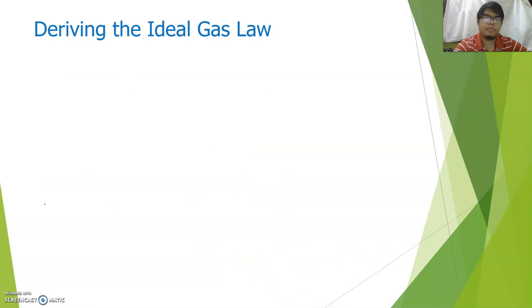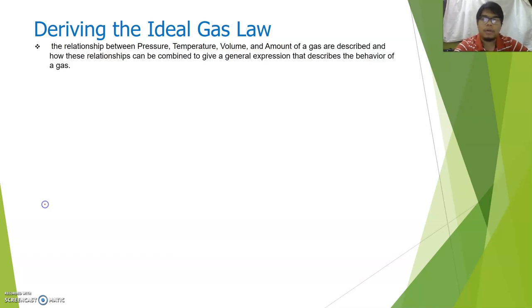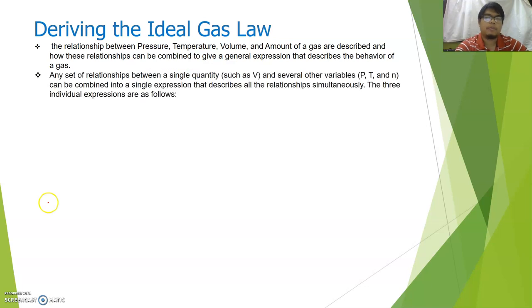Let's move to the next topic, which is how to derive the ideal gas law. In chemistry this is a popular equation. So what is the ideal gas law? It is the relationship between the pressure, temperature, volume, and amount of gas. All these relations can be combined, and we can describe the behavior of a gas.